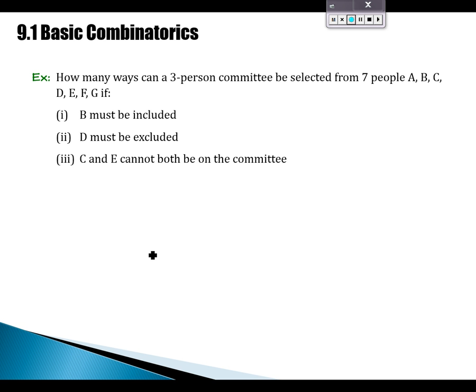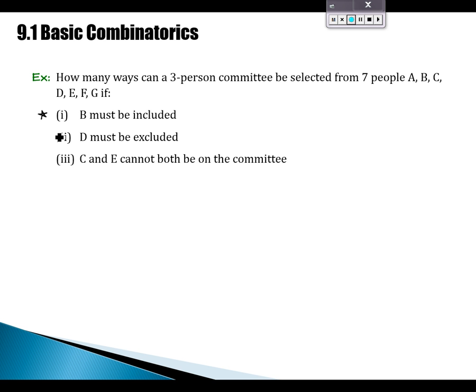Let's just make sure we understand. I haven't made it very clear in the question here, maybe. I want you to do this question, and then this question, and then this question. It's not like one question. Does that make sense? It's not like we're forming a committee where all three of these things are simultaneously true. Does that make sense? So imagine, block off the last two. Imagine we're just trying to form a committee so that B must be included.